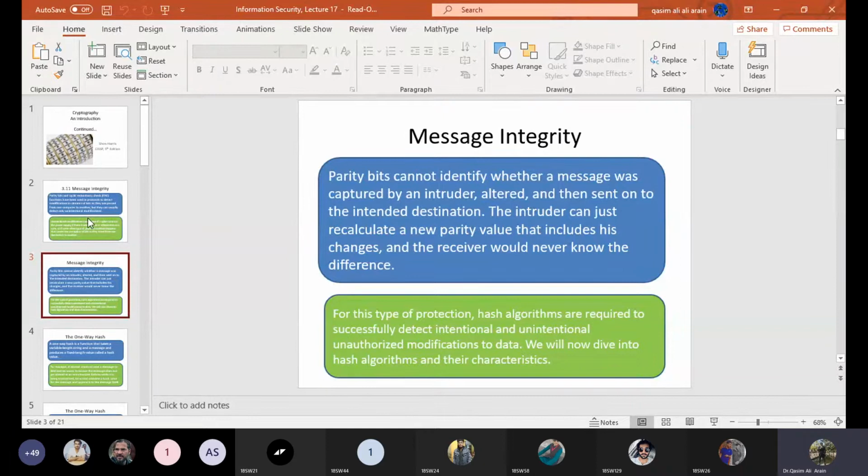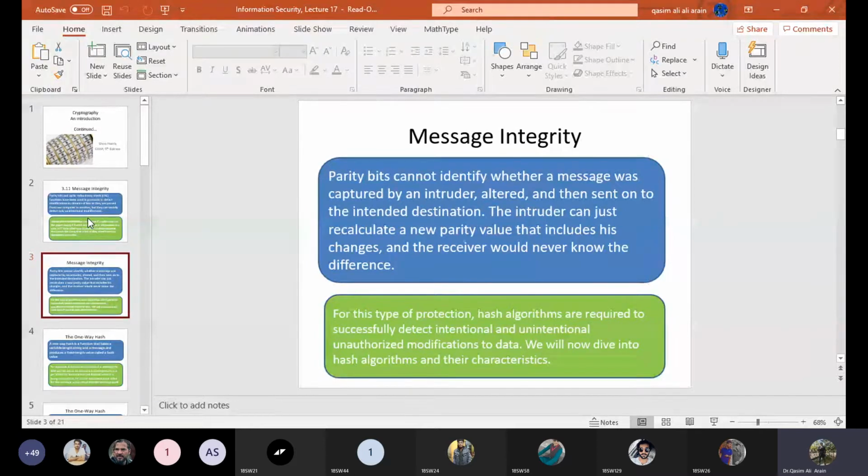Parity bits are being used in order to confirm whether your data is being altered or not, and we don't know who has altered that particular data. I mean, whether it was an intruder, whether he's the right person or not, right? So the intruder can just recalculate a new parity value that includes his changes, and the receiver would never know the difference. The same man in the middle attack.